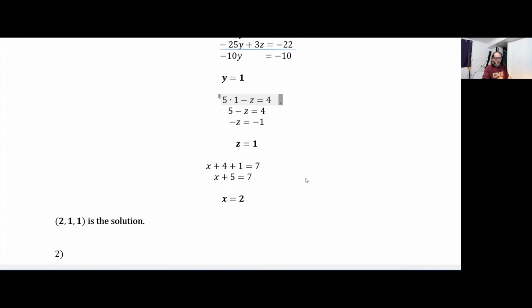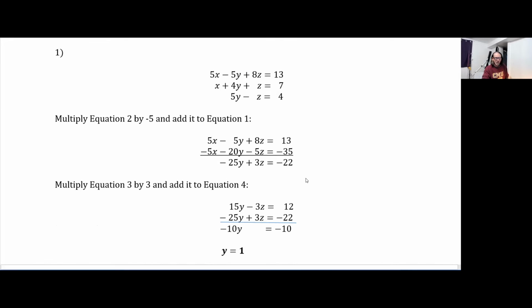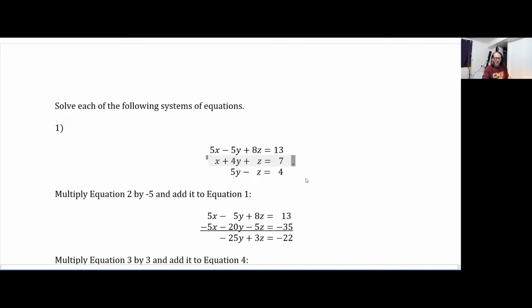And also it would be a good idea to go back to your original 3 equations, plug in 2 for x, 1 for y, and 1 for z. For example, 5 times 2 is 10. Minus 5 times 1 is 5. So 10 minus 5 is 5. Z was 1. So 8 times 1 is 8. 5 plus 8 is 13. It'd be a good idea to check that in all 3 equations.